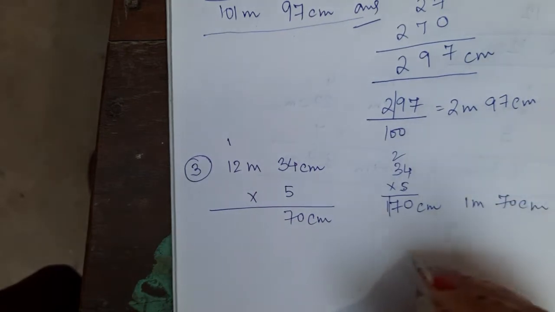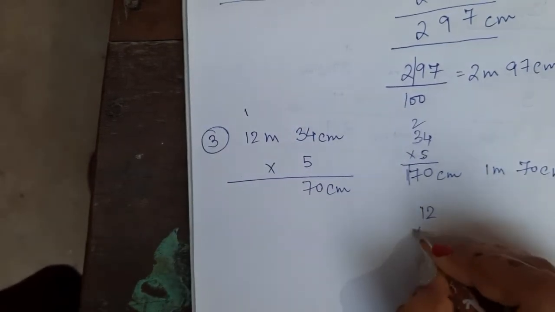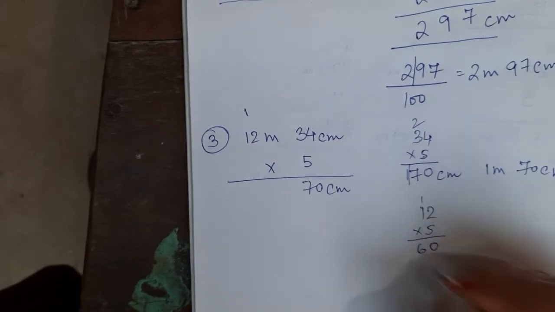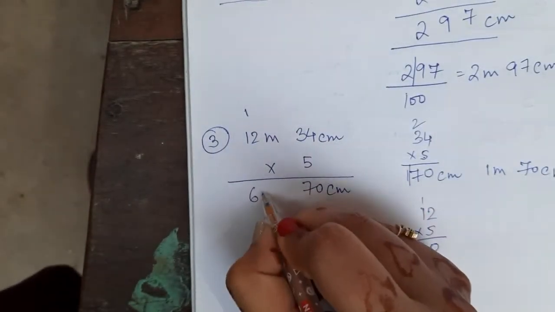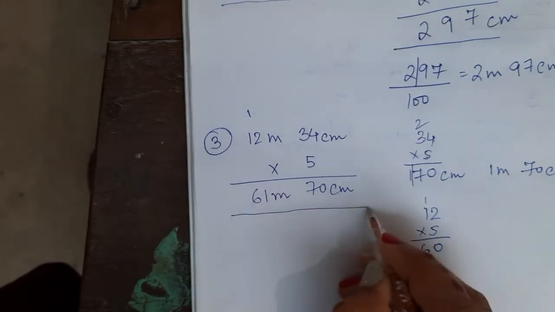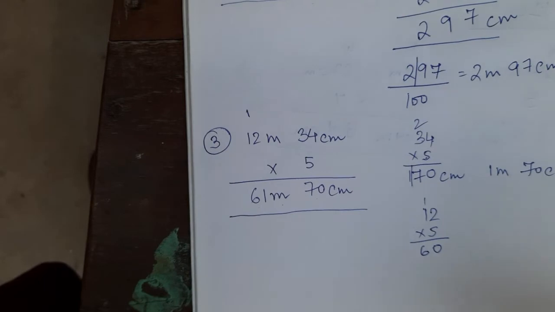12 5s is how much? 12 into 5 is 60. 5 2s are 10. 5 1s are 5. 6. 60. 60 plus 1 is how much? 61. So it becomes 61 meter. So our answer becomes 61 meter 70 centimeter. I hope it is clear now to you, students.